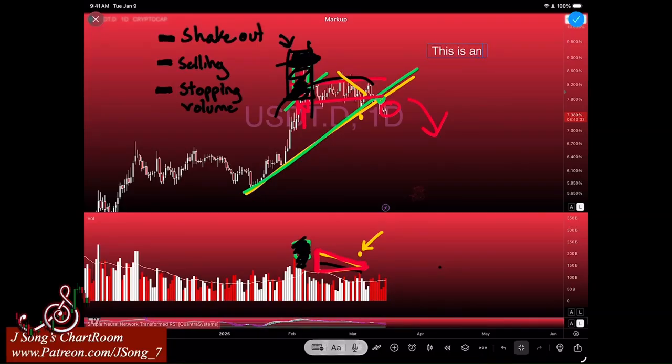This is an example of, this is another example with a move into local weakness.